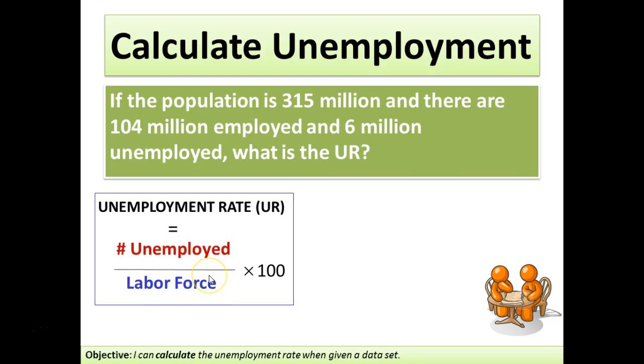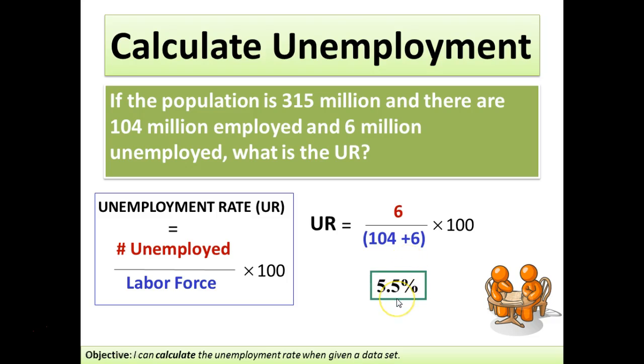We take our formula, plug in our numbers, we get 6 unemployed. And this one, there's an extra step. We have 104 million employed, so we have to add to that the people that are unemployed to get our labor force. 6 divided by 110 times 100, we get 5.5%.